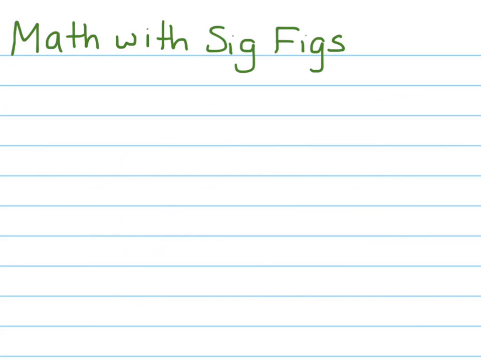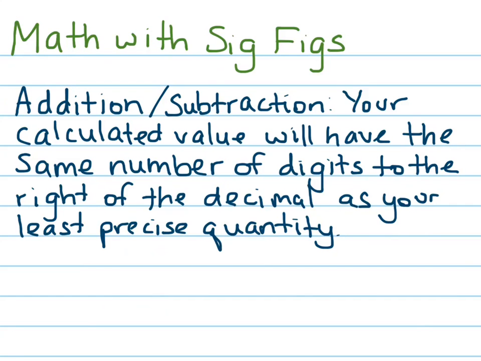Now we're getting to where we're going to talk about using significant figures when we do mathematical operations. When we add or subtract, the calculated value will have the same number of digits to the right of the decimal as the least precise quantity. So what does this look like in practice? It looks like this. Let's say we add 3.62 and 5.4978.